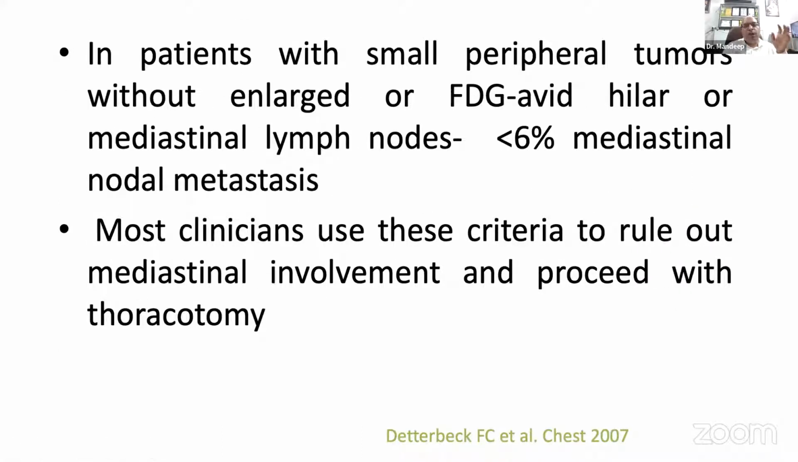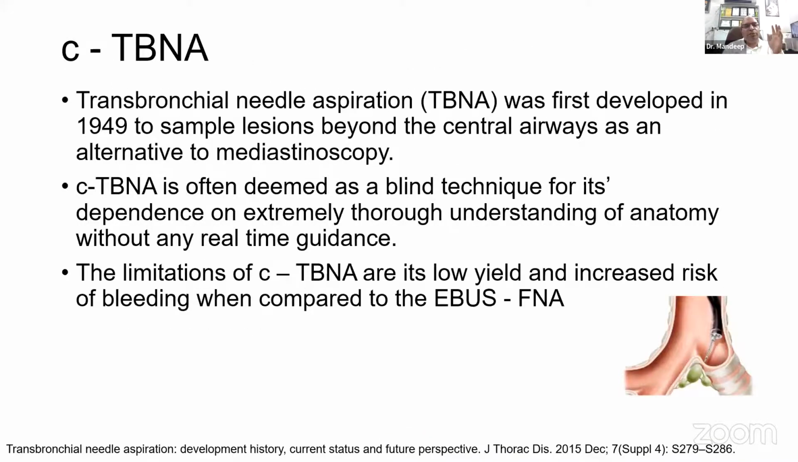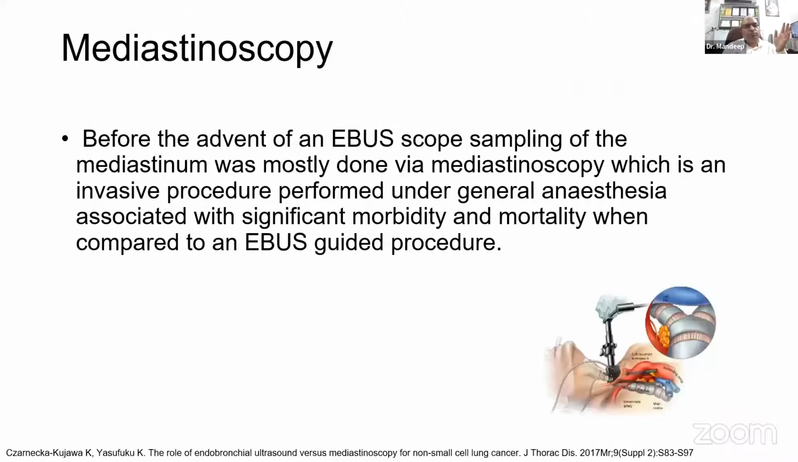So in patients with small peripheral tumors without enlarged mediastinal nodes, less than 6% have mediastinal nodal metastases. So most clinicians use these criteria to rule out mediastinal involvement and can proceed directly with thoracotomy in these patients. Then the conventional TBNA has a low yield, almost 30%. So then the better yield is that of mediastinoscopy.